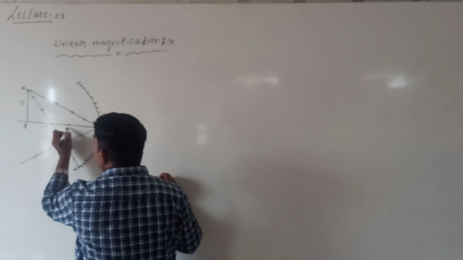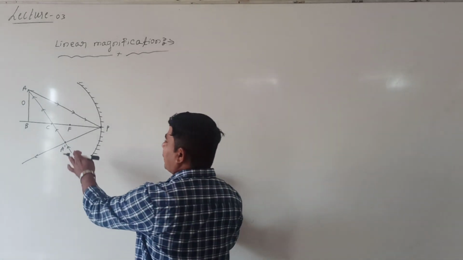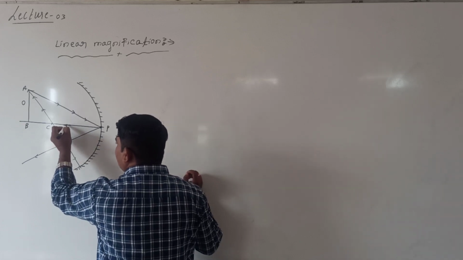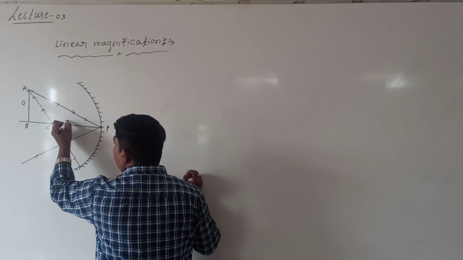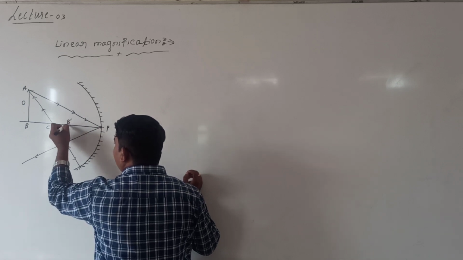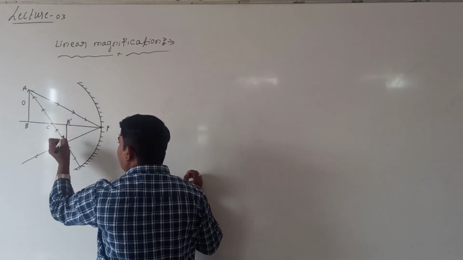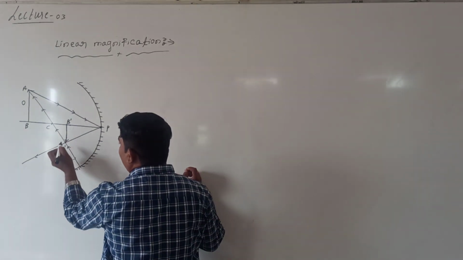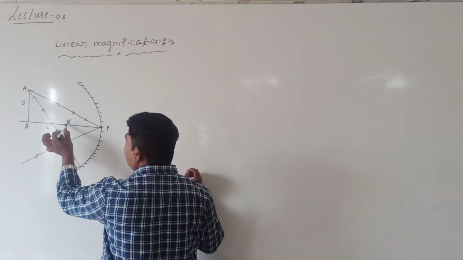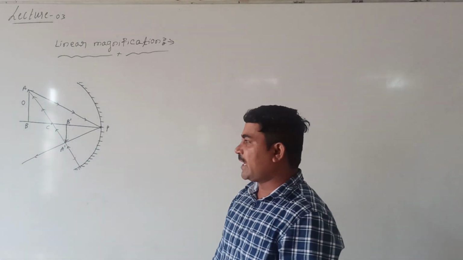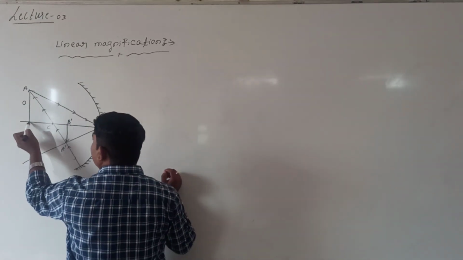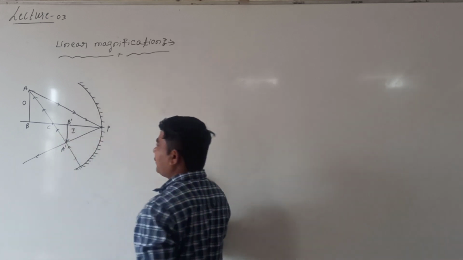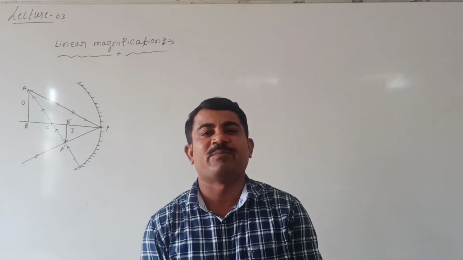Somewhere here the focus is available. This I can call focus. Now all the rays of light meet at this point A dash. Then how to take the image? If I draw this line, this line indicates A dash B dash, which represents the image of the object AB. We know that AB represents the size of the object, and A dash B dash represents the size of the image.